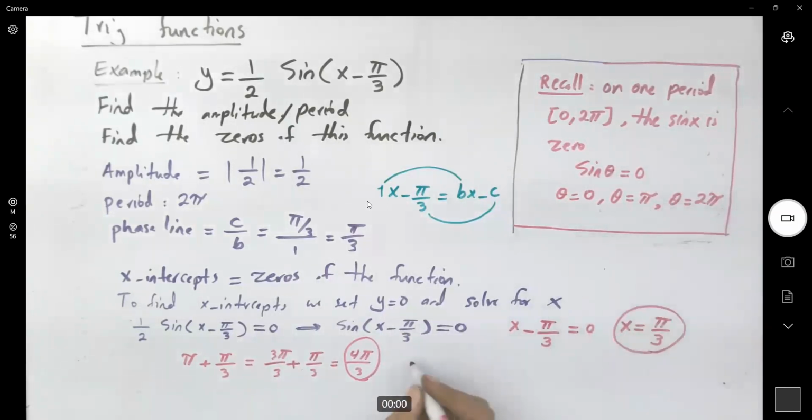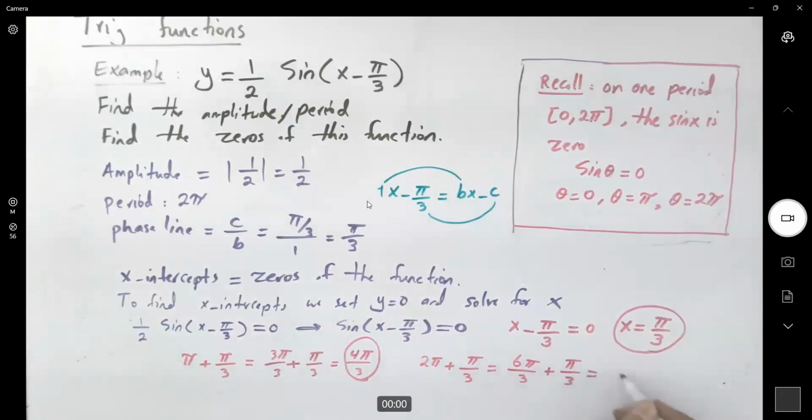2 pi. 2 pi plus pi over 3. So if you take the common denominator, you get 6 pi over 3 plus pi over 3, or 7 pi over 3. And you're going to continue this process, all right? You can go to the left-hand side as well.